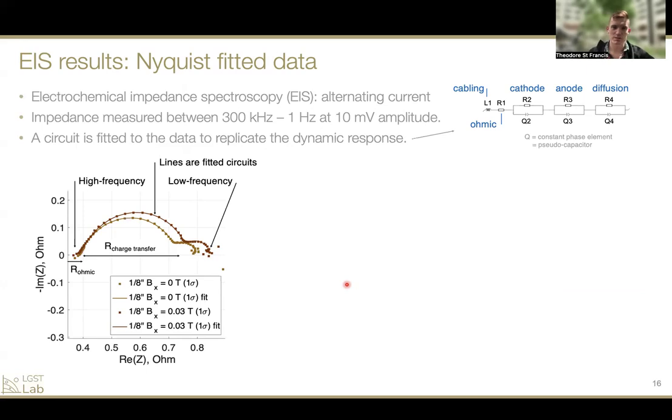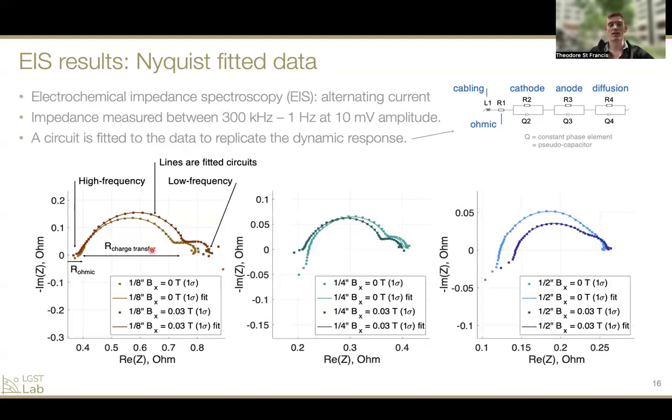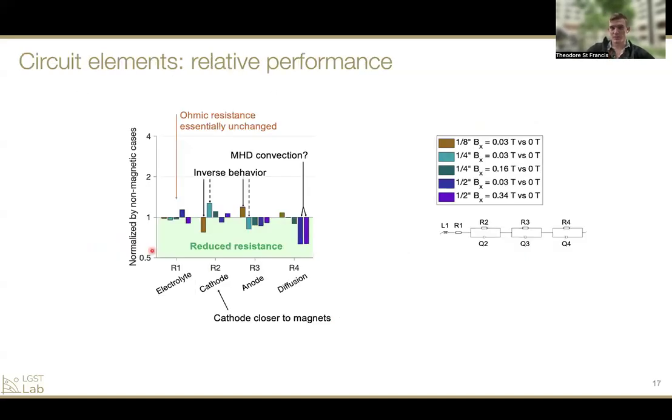But essentially, what's important to get out of this is the data points are the raw data from low to high frequency, and the lines you see show that they fit the data quite well across all three sizes of magnets. So the takeaway here is that the data I'll show on the next slide well represents what dynamic response we're observing in the cell. So what is that response?